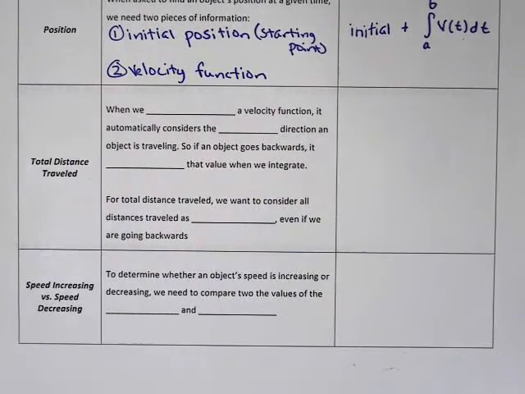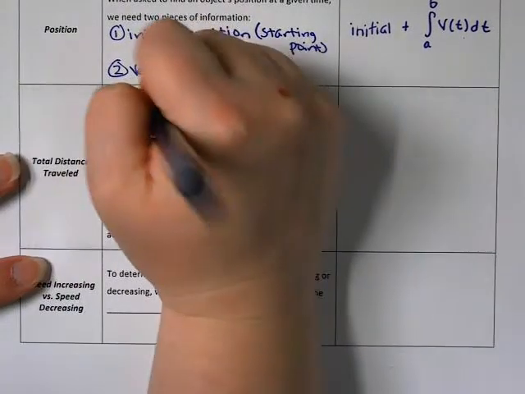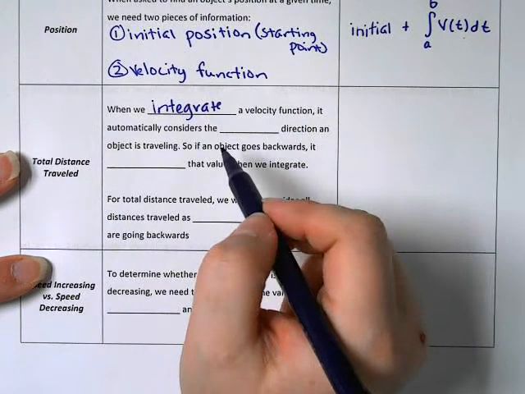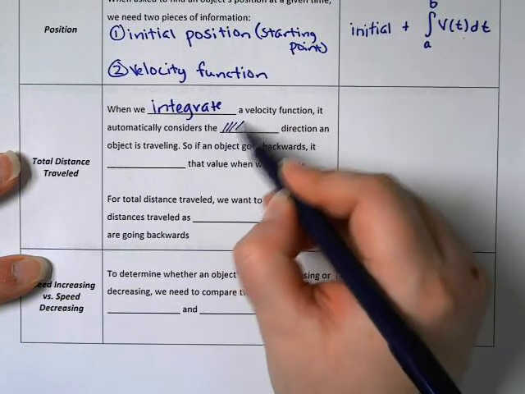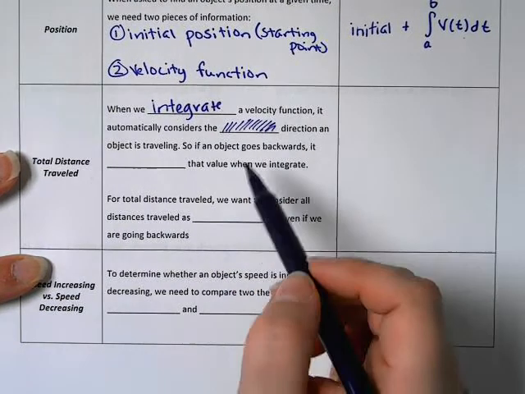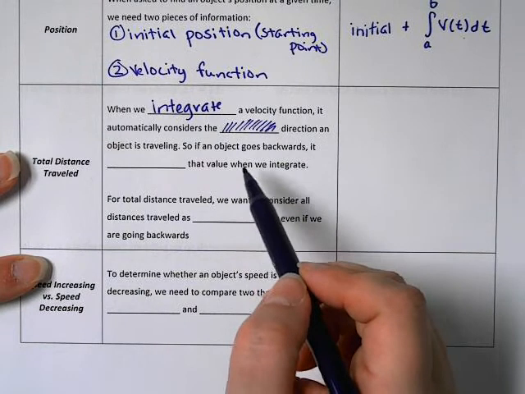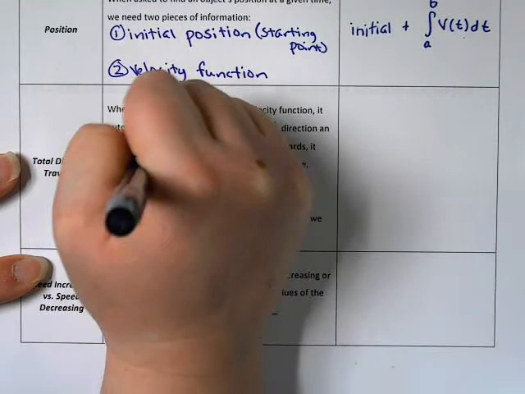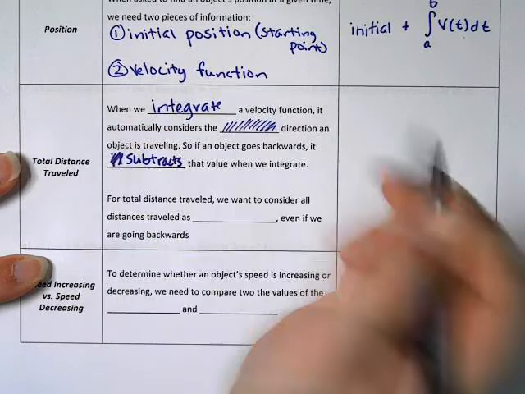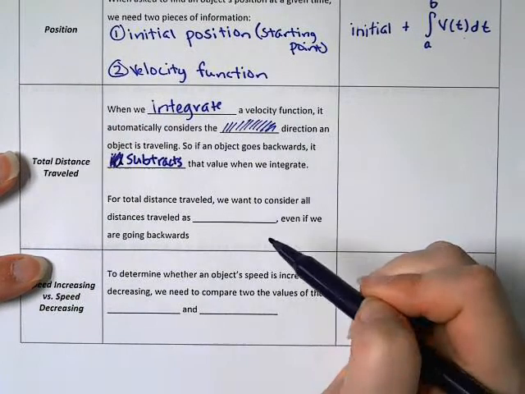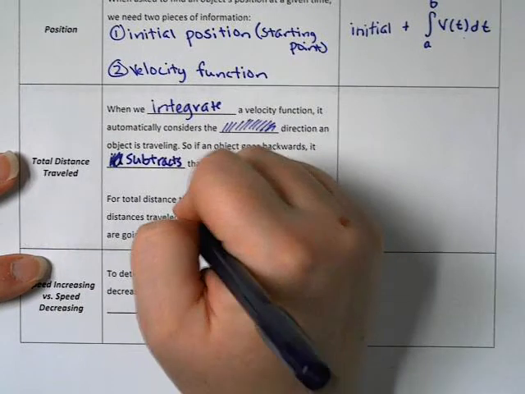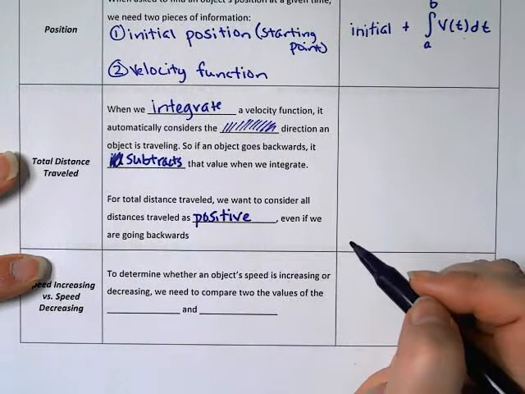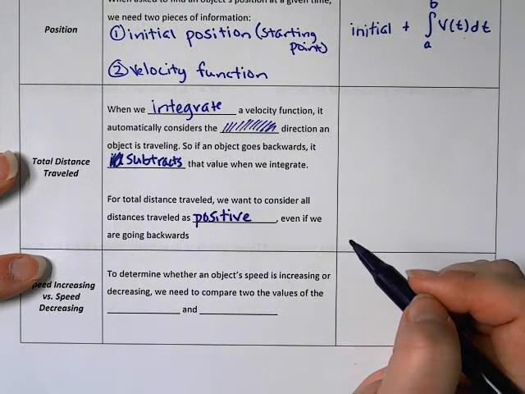Okay, total distance traveled. So when we integrate a velocity function, it automatically considers the direction an object is traveling. So if an object goes backwards, it subtracts that value when we integrate. So that means then for the total distance traveled, since we want to consider all of the distance as positives, it's going to change what we're doing.